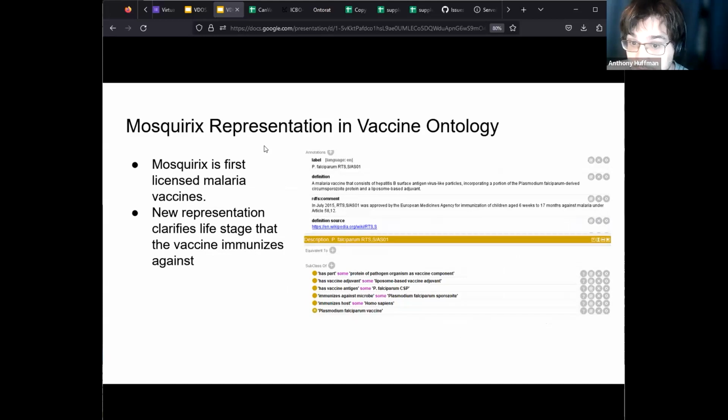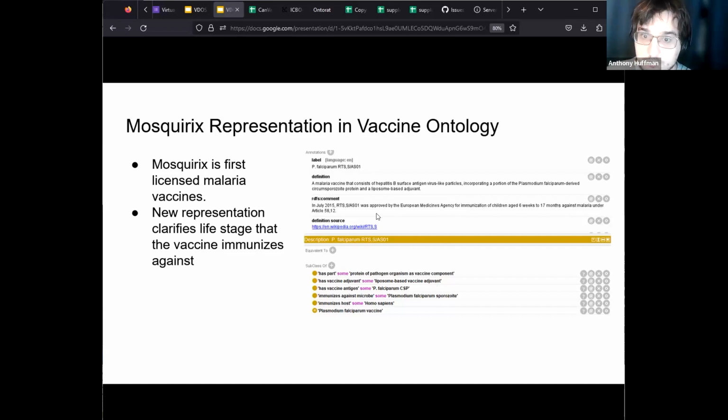If we were to go into some of the older vaccines when it comes to updates, we have, for example, Mosquirix. This mainly means that the only thing we have to change for some of these older entries is to update immunizes against microbial organism to specify against a specific life stage, in this case, the Plasmodium falciparum sporozoite.